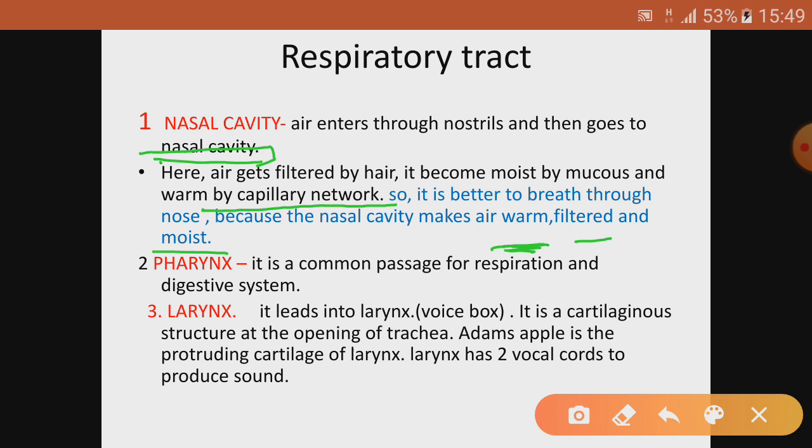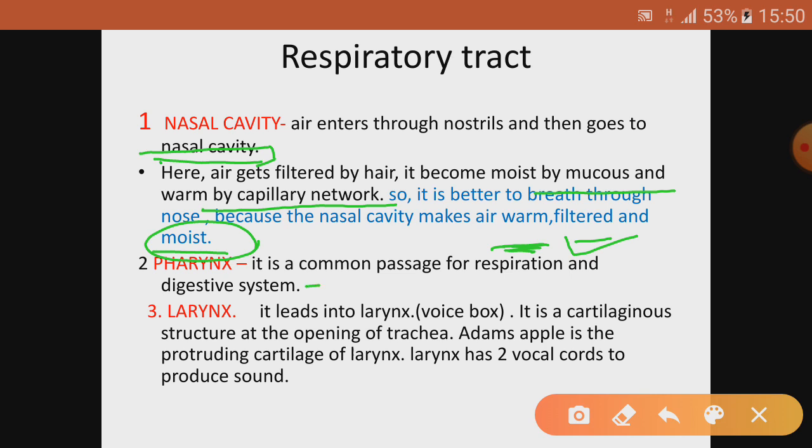Then in the nasal passage, air also gets filtered, because in the nasal passage many hair-like structures are there which trap the dust particles and germs. It also gets moist because of the presence of mucus in the nasal cavity. So this is the significance of the nasal cavity, that when air enters the nasal cavity, air gets warm, filtered and moist. Sometimes the question comes, why should we breathe through the nose instead of through the mouth? So this is the significance, that when we breathe through our nose, the air gets filtered, warm and moist. Then after coming from the nasal cavity, it goes to the pharynx.